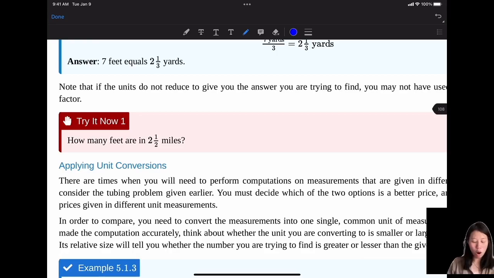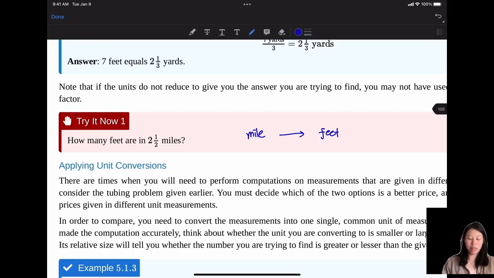How many feet are in 2.5 miles? Now we want to convert miles to feet. Mile is a larger unit and feet is a smaller unit, right? First of all, we need to know their conversion factor. From a larger unit to a smaller unit, we want to multiply by the conversion factor. So the conversion factor is what? 5,280.